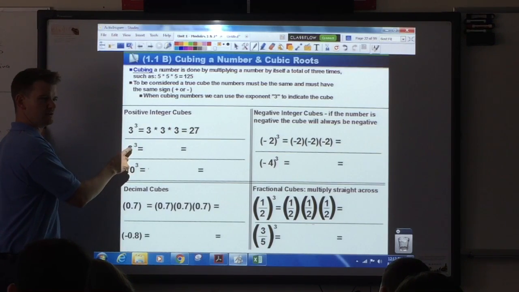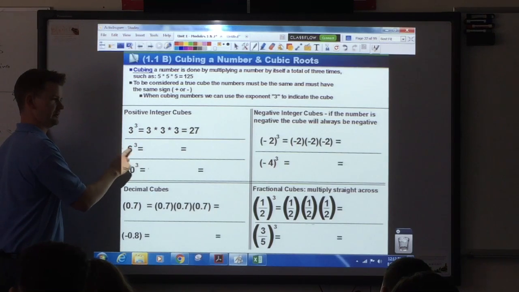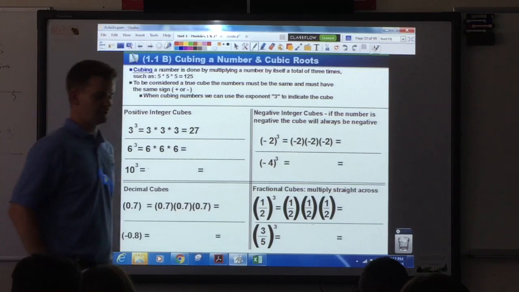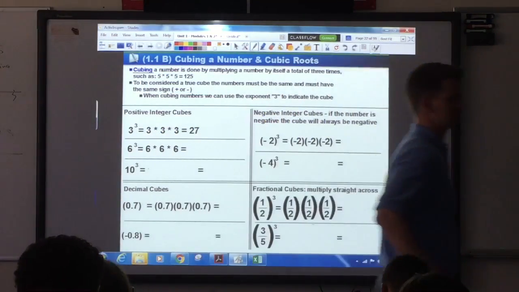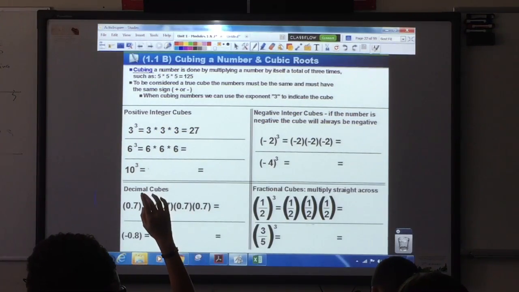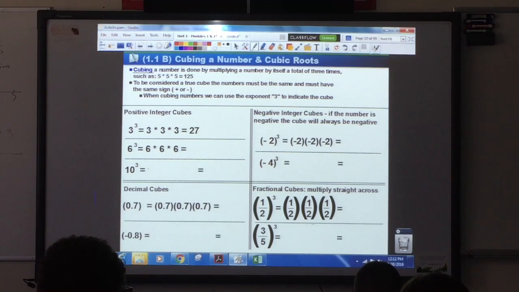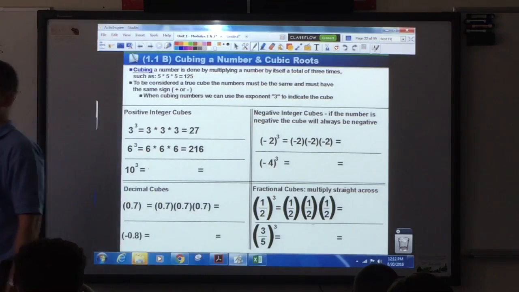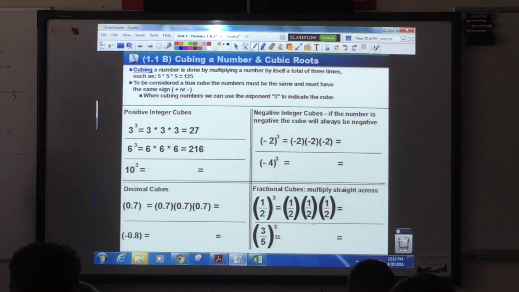How would this be written? 6 times 6 times 6. This is where a calculator comes into play. Do you know what 6 times 6 times 6 is? 216. So 6 cubed is equal to 216.